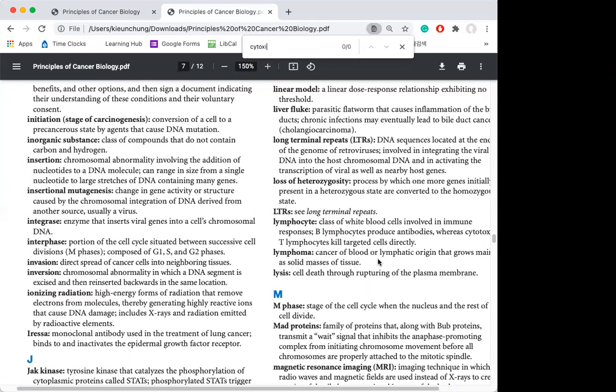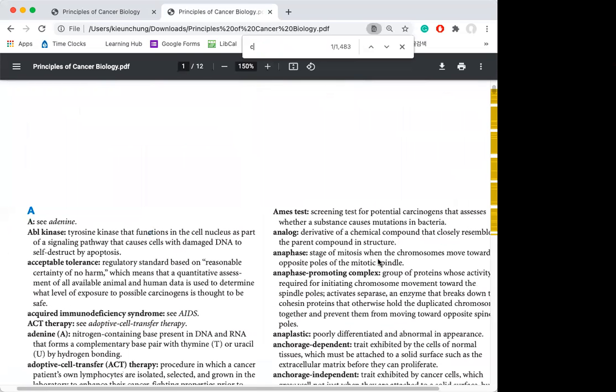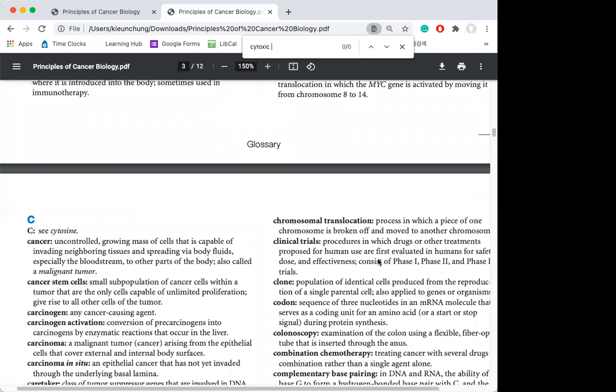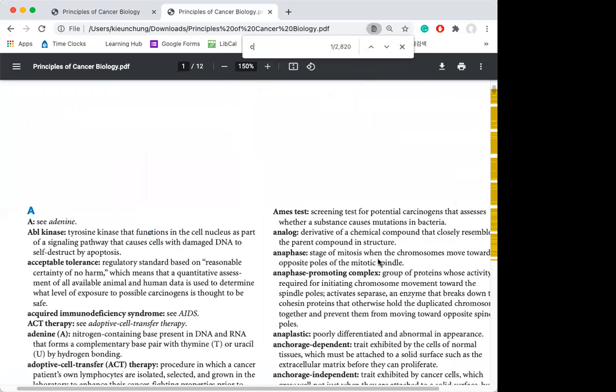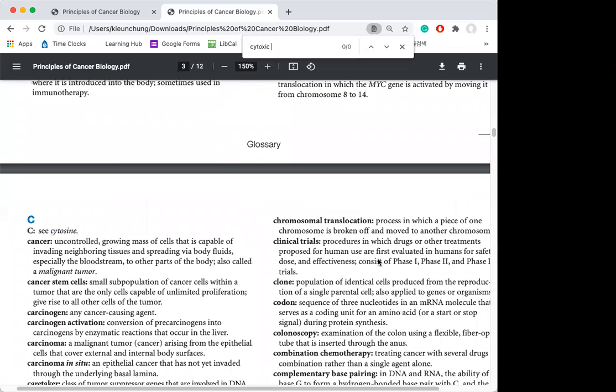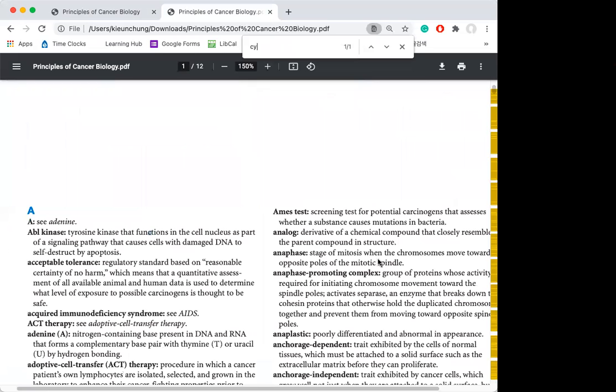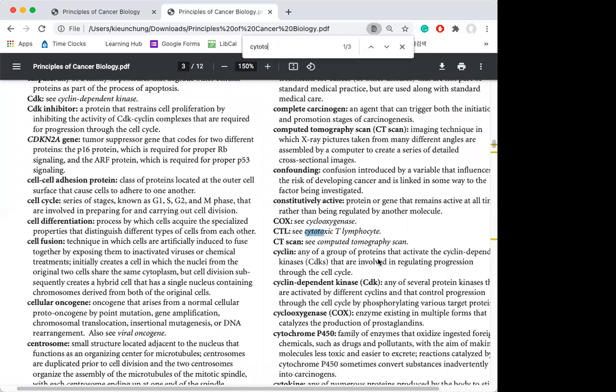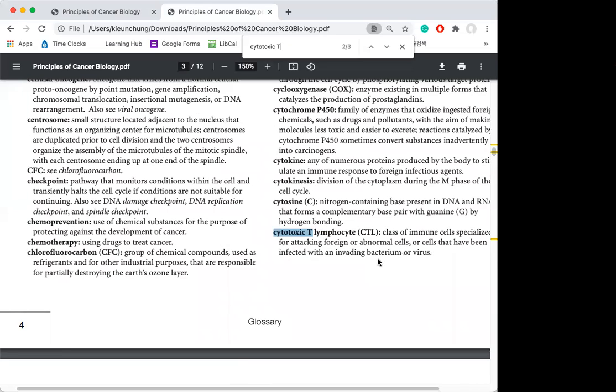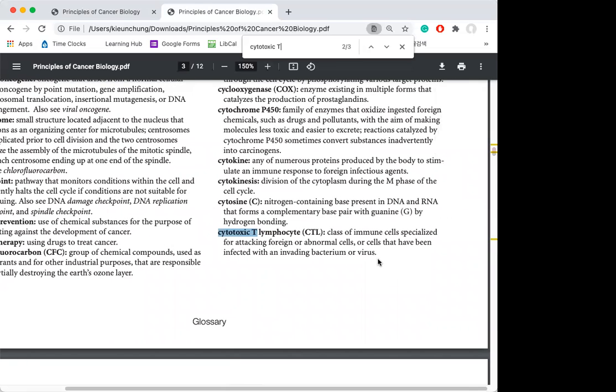Cytotoxic T lymphocyte. Class of immune cells specialized for detecting foreign or abnormal cells, or cells that have been infected with an invading bacterium or viruses.